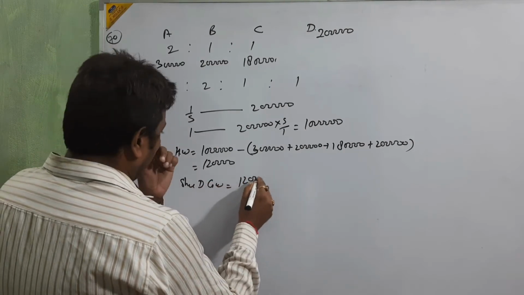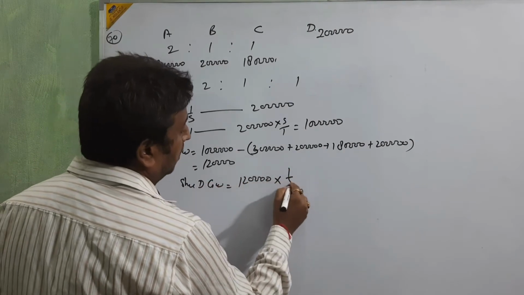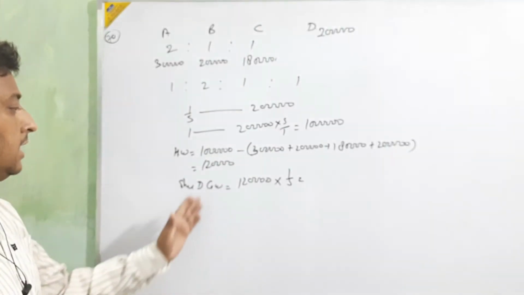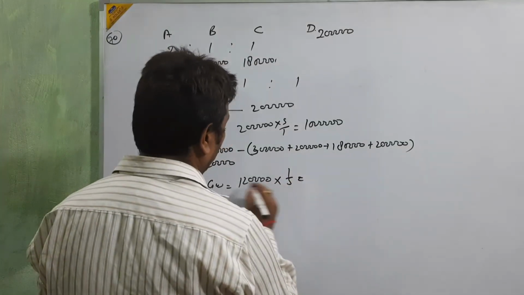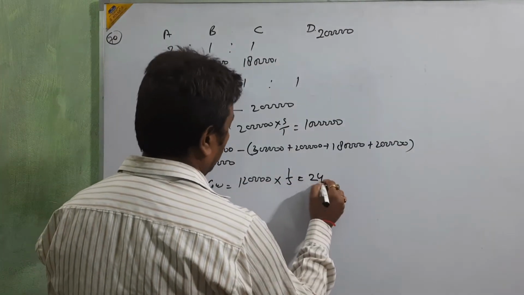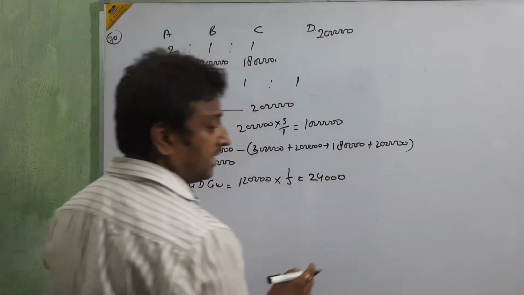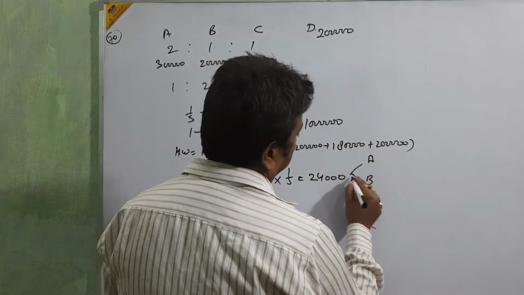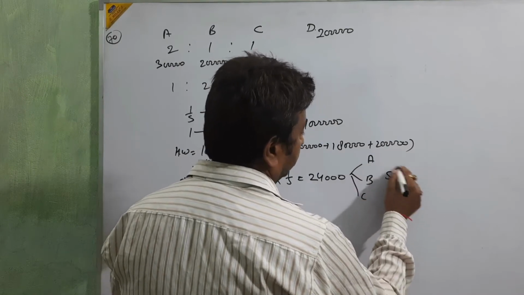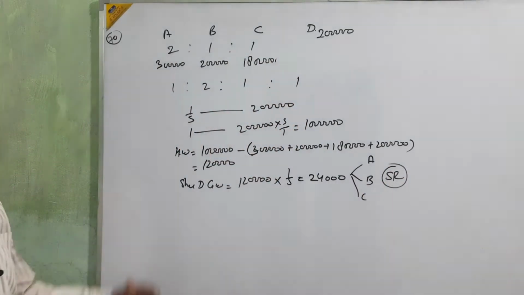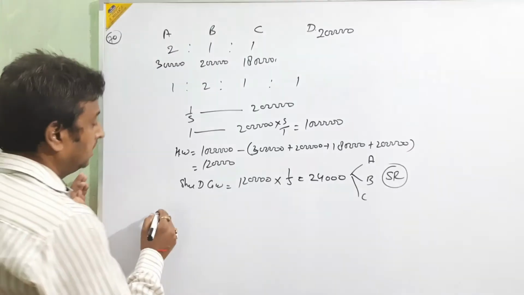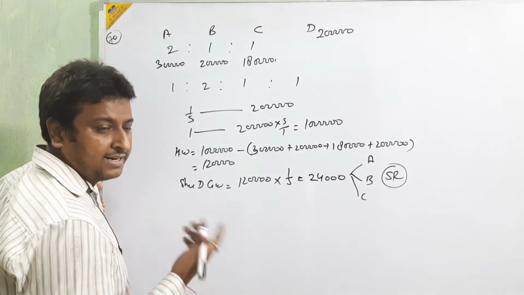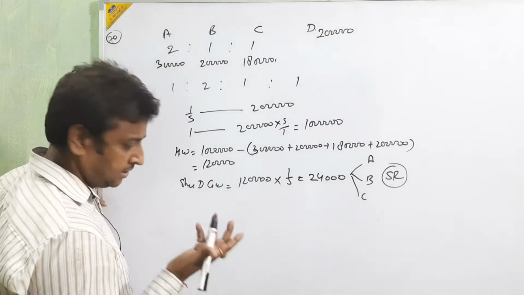It means 1,20,000 into 1/5 because 1/5 is the share of the partner, beta. What amount is coming? 24,000. Okay, beta. This 24,000 is divided among A, B and C in their sacrificing ratio. So first we are going to calculate the sacrificing ratio. Sacrificing ratio is equal to what? Old minus new.